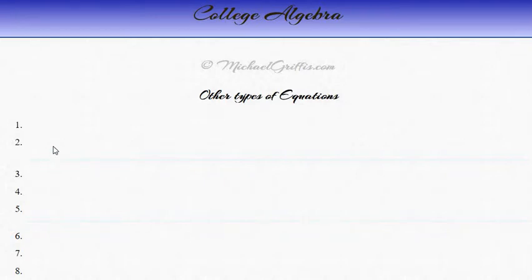Okay, solving radical equations. Alright, let's see what's next here. Okay, we got the square root of x minus the square root of x minus 5 is equal to 1. So we've got to figure out how to get rid of this radical in here.